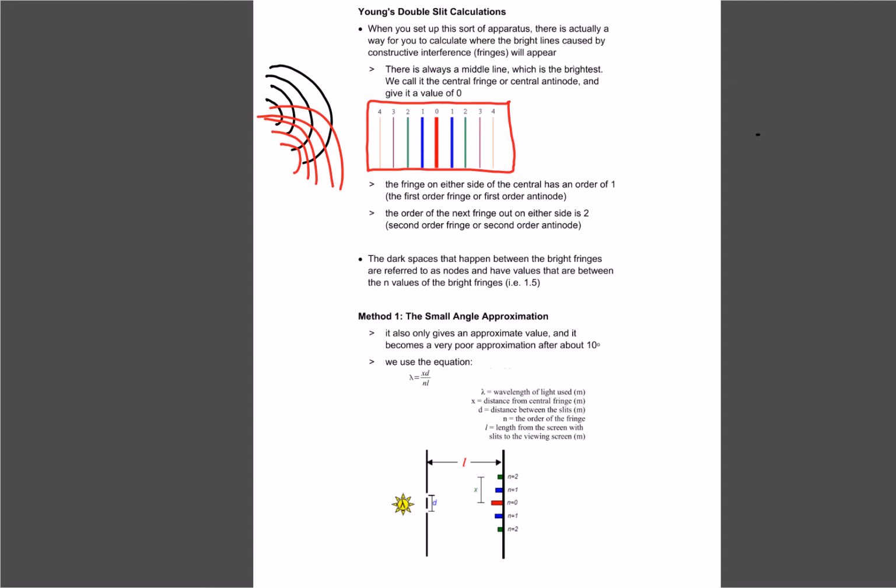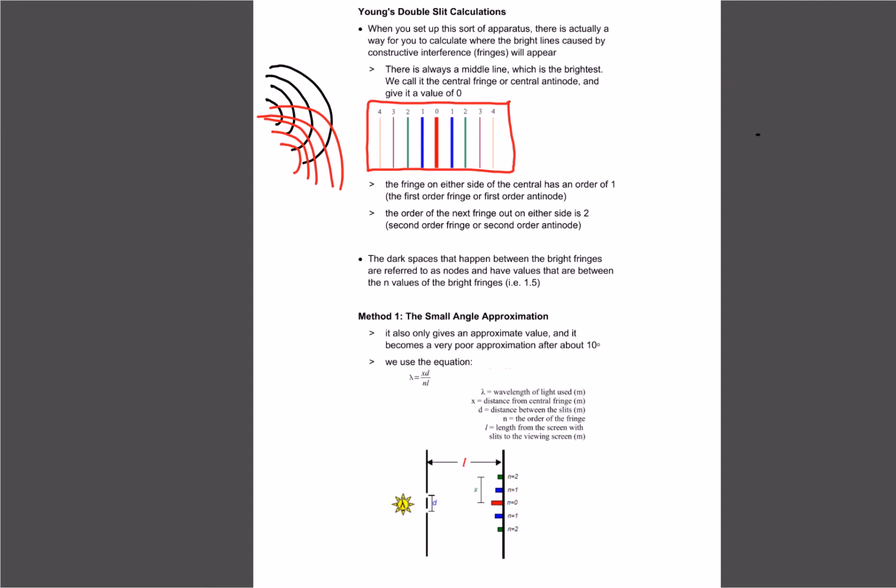It's not always going to be this color pattern. It's going to depend on the details of the slits, what the distances are between the slits and how far away, and all those kinds of things. So the key thing to remember is we call our central fringe 0, and then we go 1, 2, 3, 4, and so on outwards from the center one.